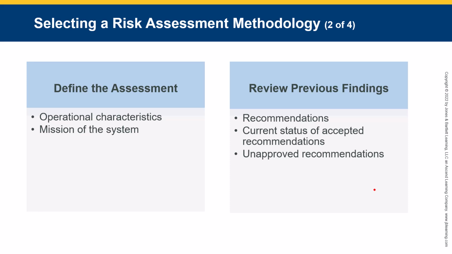Did all previous items that were found, all previous identified risk, were they actually mitigated? Were they verified? Was there a process that allowed us to go back and double check? Were there any unapproved recommendations that were actually implemented?